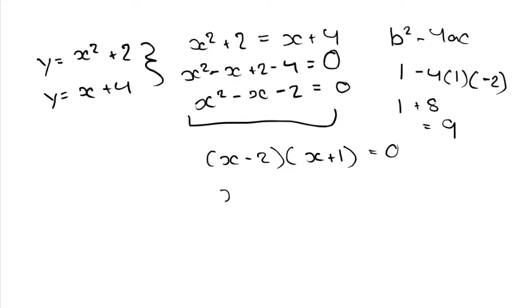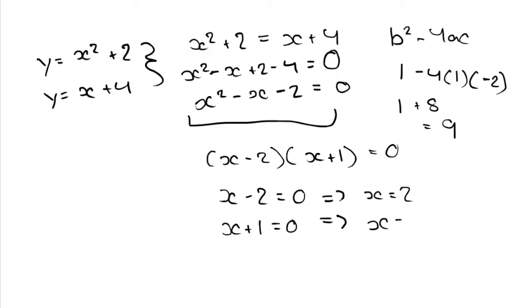We can isolate for the first bracket, x minus 2 is equal to 0, and for the second one, x plus 1 is equal to 0, and solve for the two different x values. So x can be 2 and x can also be -1. Now that we have both values for x, we can sub them into either one of the equations. Let's say we sub them into the bottom equation because it's a lot easier and doesn't involve the square.